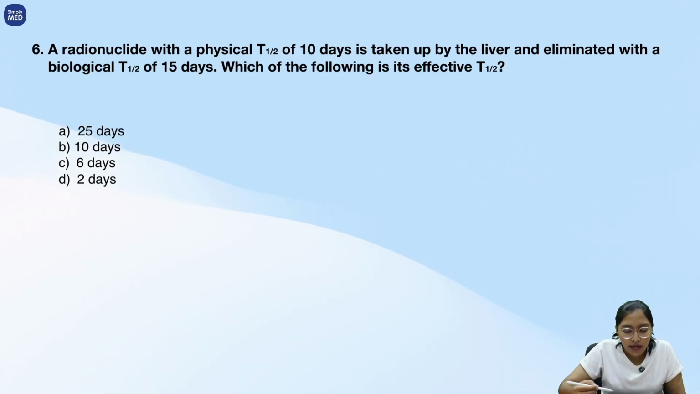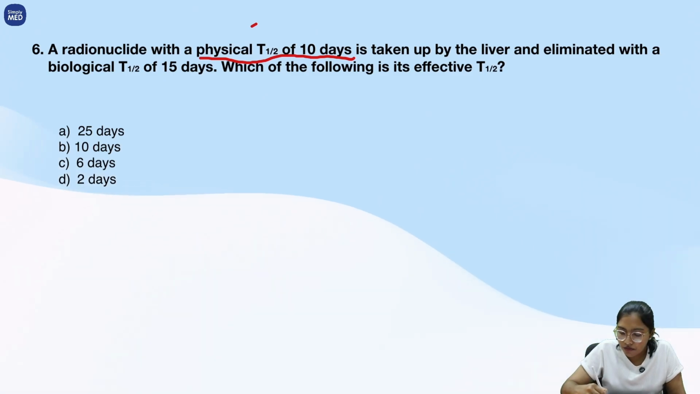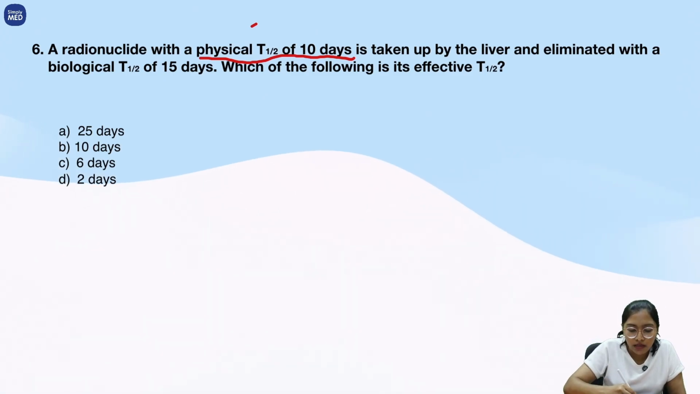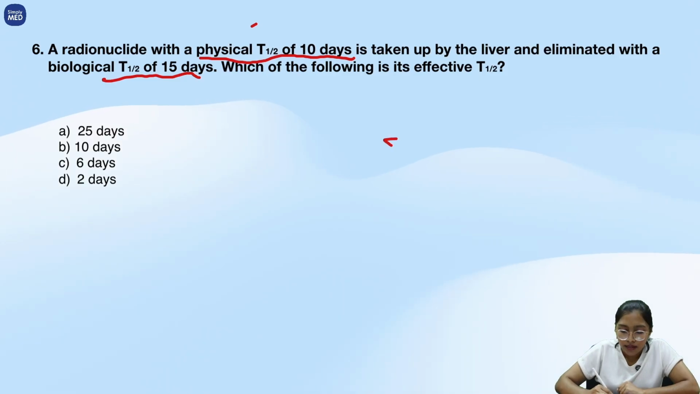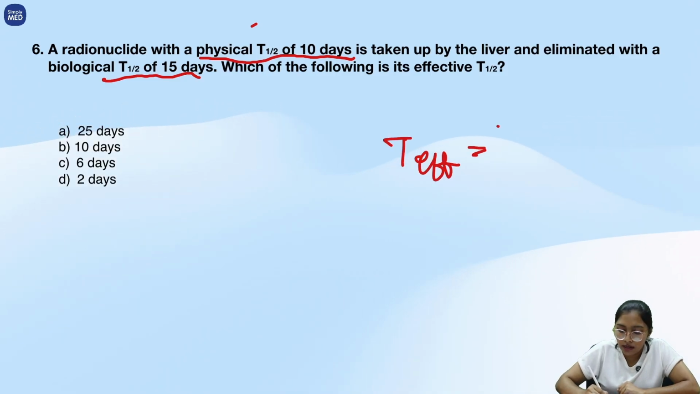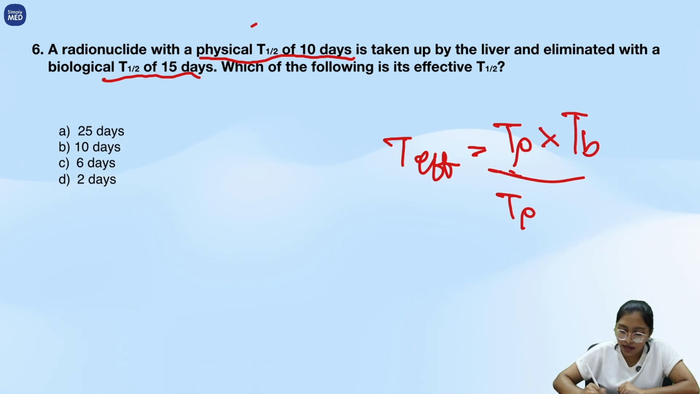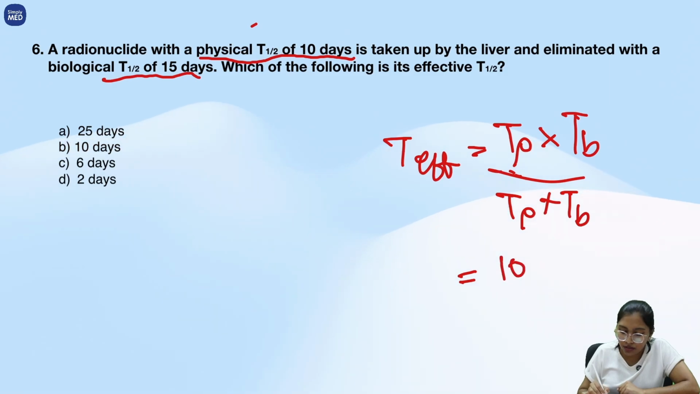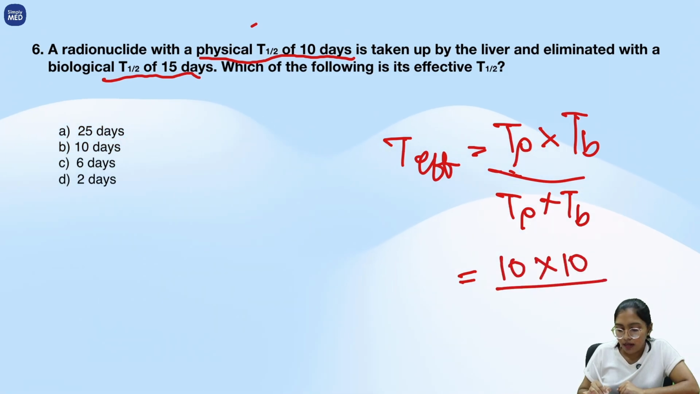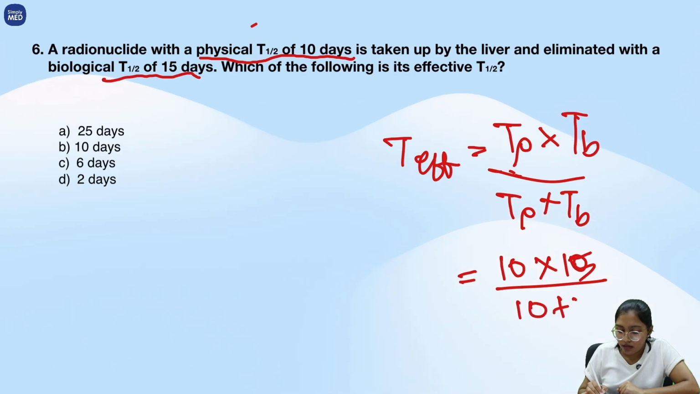Let's say a radionuclide with a physical half-life of 10 days is taken up by the liver and eliminated within a biological half-life of 15 days. Which of the following is its effective half-life? So what was our equation? T effective is equal to T physical into T biological divided by T physical plus T biological. So let's give the values. Physical half-life is 10 days and biological half-life is 15 days. So 10 into 15 divided by 10 plus 15.